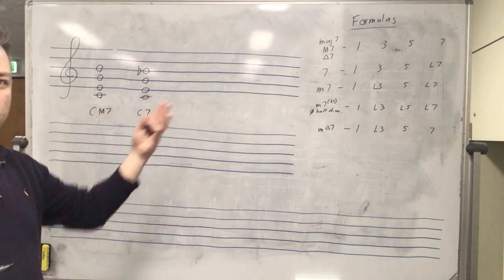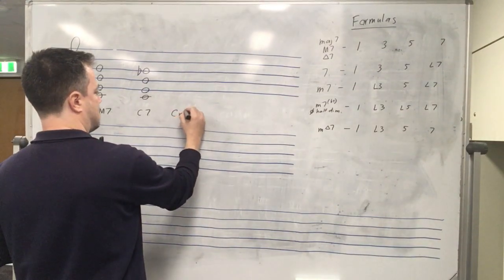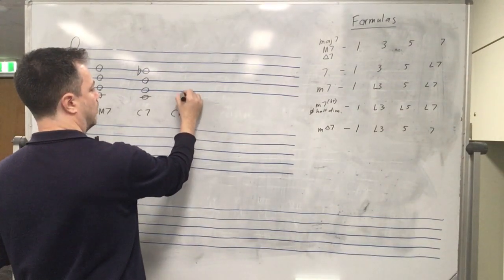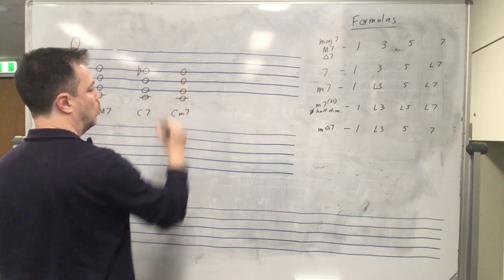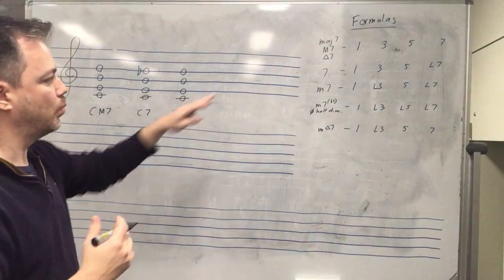So you can see how the formula works there. Let's keep going. C minor 7. Once again, I'll put all of the notes in. I just put them all in straight from the major scale, because that's our base. And then we work out what we're going to do.